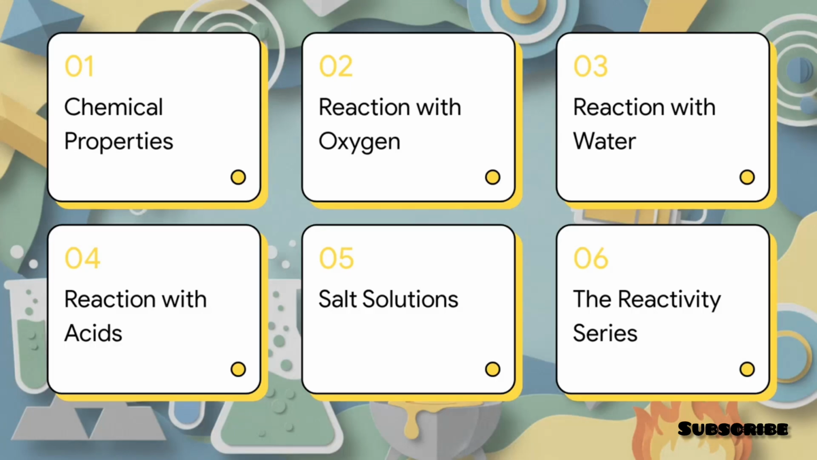So here is our roadmap for today's explainer. We'll be covering: 1. What chemical properties actually are. 2. How metals react with oxygen. 3. How they react with water. 4. Their reactions with acids. 5. Displacement in salt solutions. And finally, 6. The reactivity series.